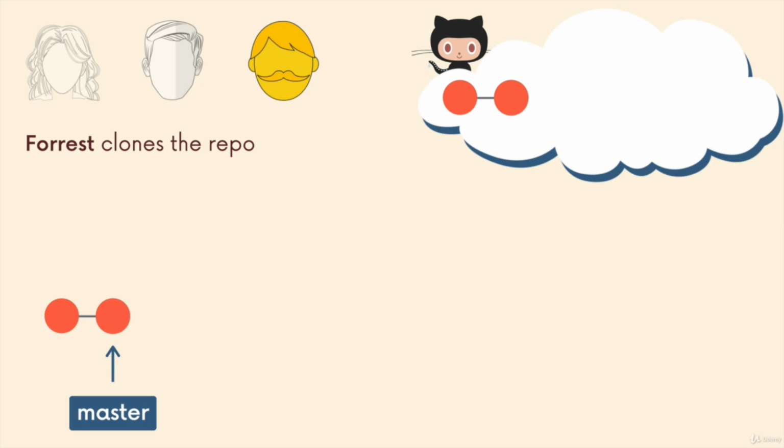So back to our diagrams. Here's the same three characters, Forrest, David, and Pamela. They all clone the same GitHub repository. It starts with 2 commits and a master branch or a main branch. In this diagram, master is the default branch name. So Forrest clones it, Pamela clones it, and David clones it. Everyone's at the same point.